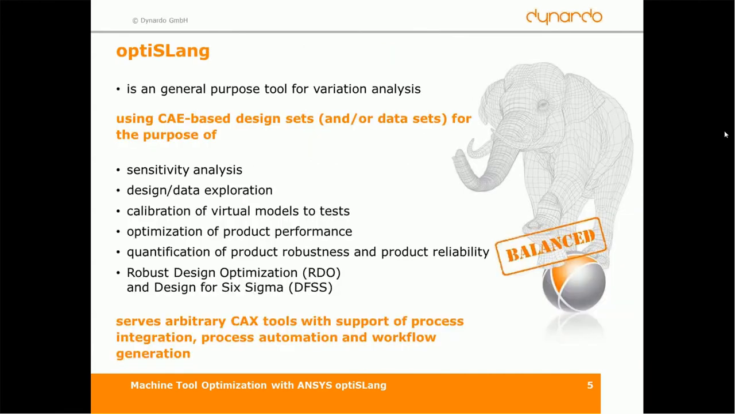If you look at optiSLang, it's a general purpose tool for variation analysis, especially for CAE-based designs, and can be applied for sensitivity analysis and design exploration. On one hand, we can calibrate simulation models to experiments or tests. We can optimize the performance of a specific product, system, or structure. And we can also quantify risk by using robustness analysis and reliability. Bringing optimization and robustness together, we can perform a robust design optimization or design for Six Sigma, which is a special case of a robust design.